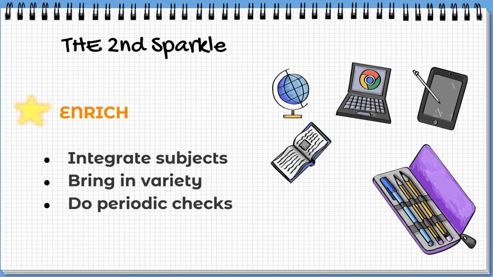So the second sparkle is the first E of the 3 E's, and that is enrich. How do you do that? You integrate the subjects, bring in variety, and do periodic checks. You can use things like the current news headlines. You could talk about virtual field trips. You can ask children to take virtual field trips. Do identify the ones that you want them to take.